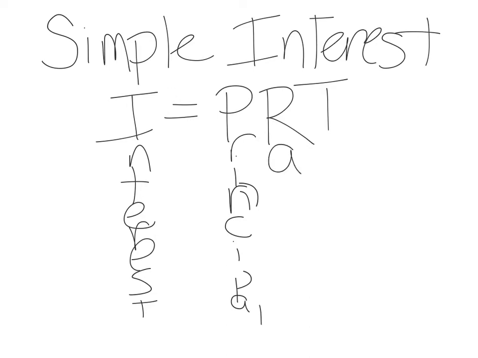The rate is the R. The rate is how much the percentage is. And then T is time, the time that it takes. So I equals P times R times T. I equals PRT. All right?